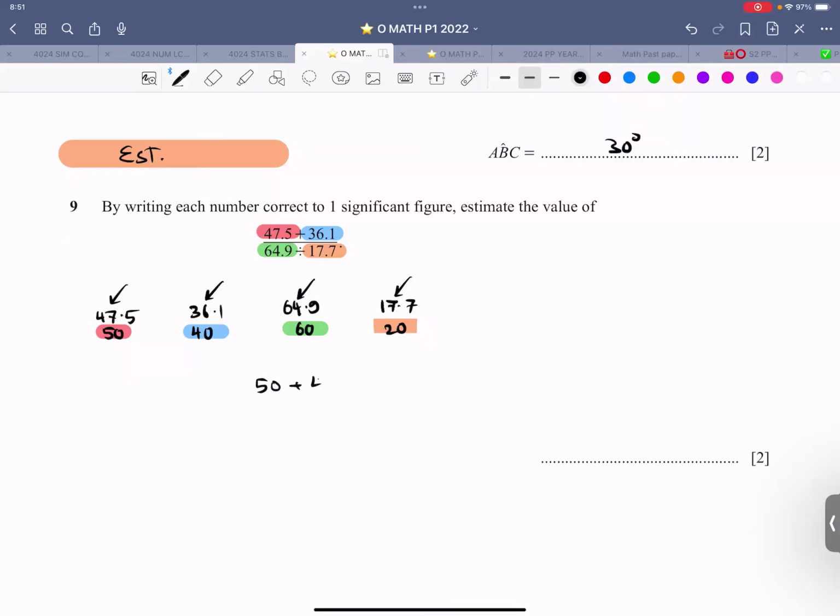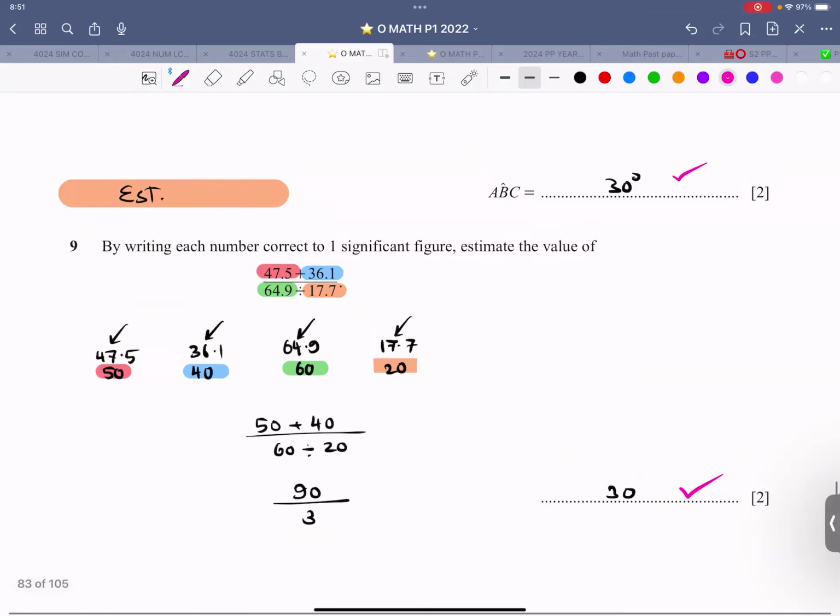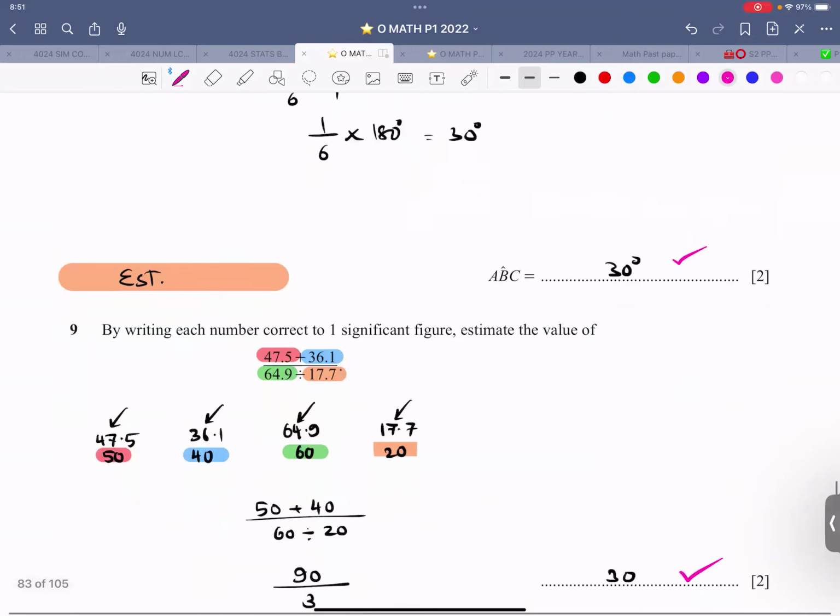So 50 plus 40 divided by 60 divided by 20. That is 90 at the top, 3 at the bottom. So the answer comes out to be 30. It's a beautiful coincidence that these two answers are exactly the same. One is an angle, one is a length. This is what you call an estimation question.